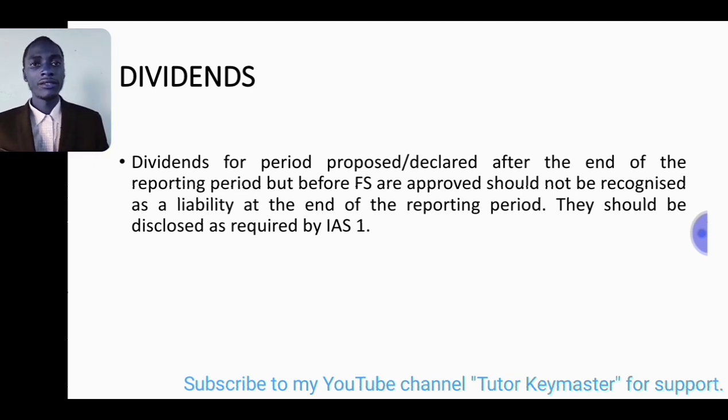Now the concept of dividends. IAS 10 makes it very clear that dividends declared after the reporting period are non-adjusting events. So never adjust your financial statements for the dividends declared after the reporting period. Never recognize them as liabilities, but instead we don't recognize them in the financial statements because they are non-adjusting events. Okay, those are the dividends declared after the reporting date, or dividends proposed.